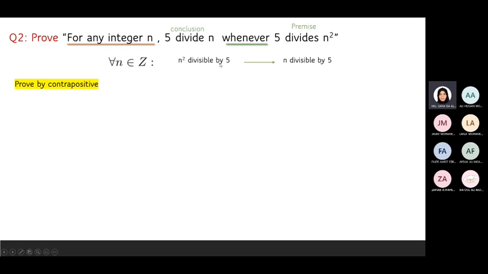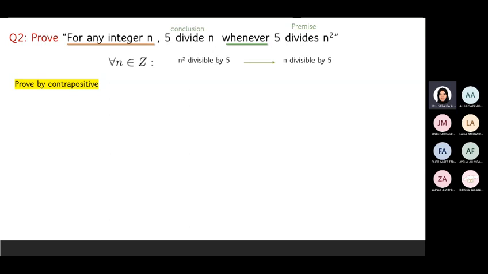هل أستخدم الدايركت method؟ No. ليش؟ If I choose a direct method, my assumption بيكون n belong to z والpremise. My goal is to calculate the n. So it will be difficult to calculate the n from the n square. I have to deal with the square roots. فمتى ما شفتون إن الباور هي اللي موجودة في البريمس والN العادية موجودة في الكونكلوجن without power، لا تفكروا في الدايركت. Think about the contrapositive أو contradiction.